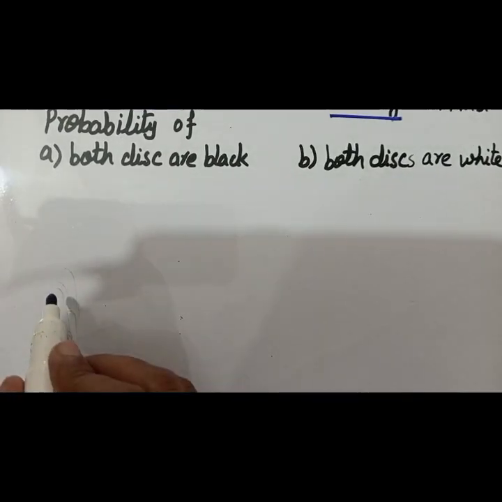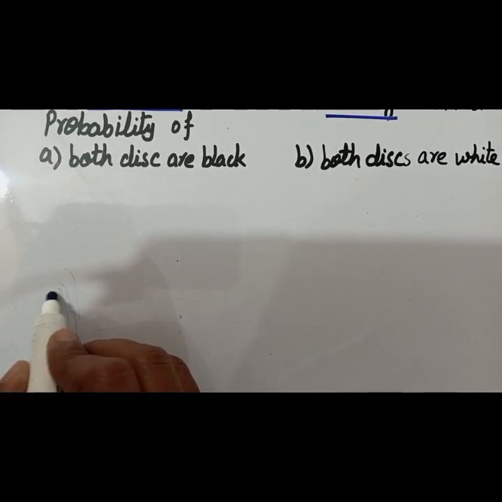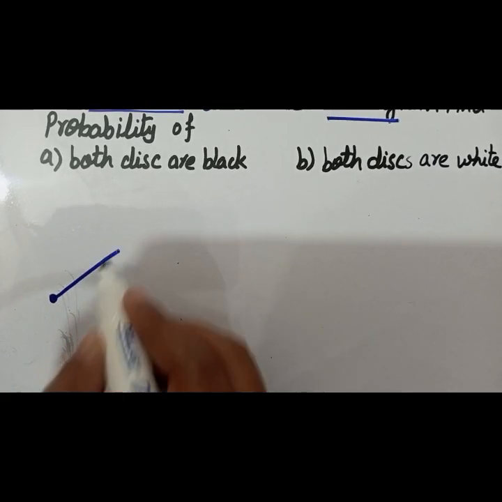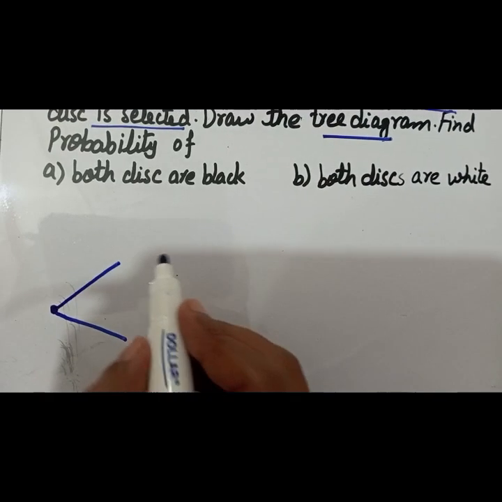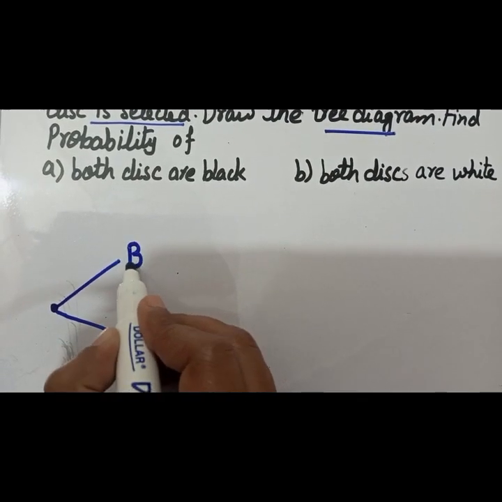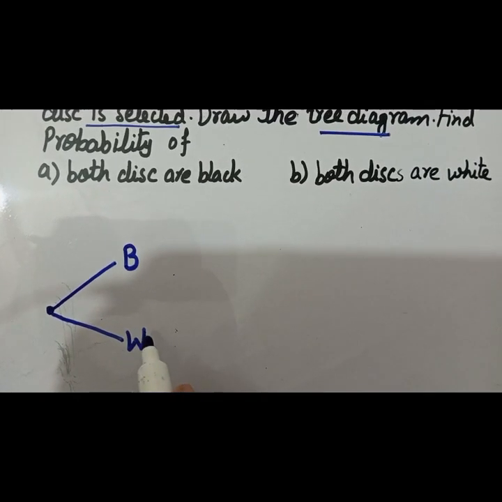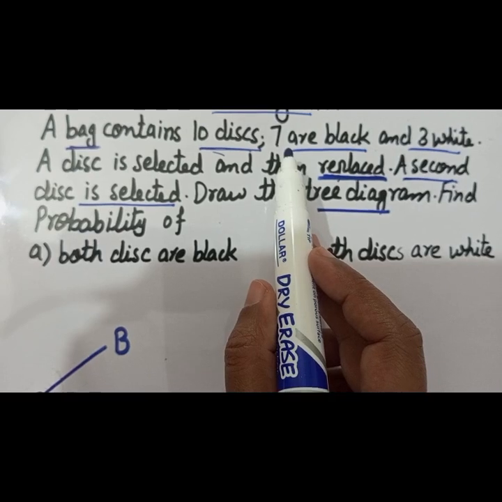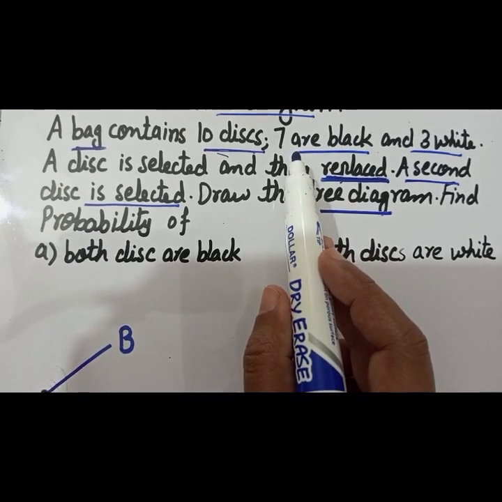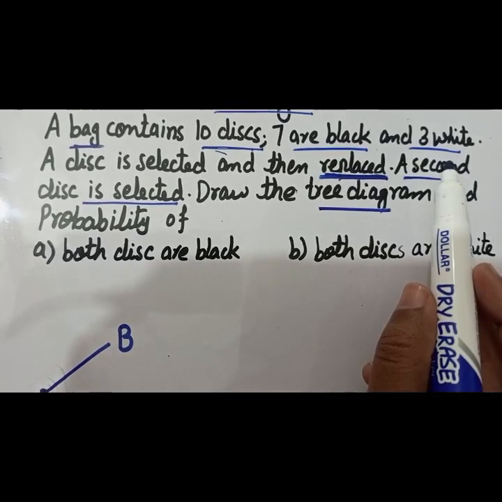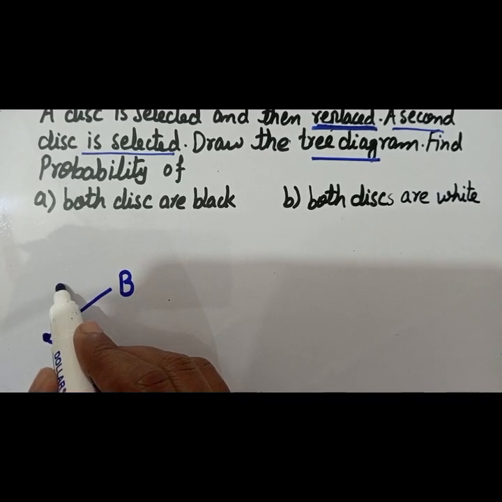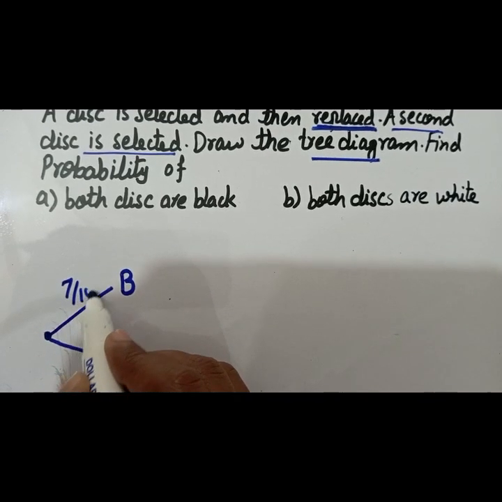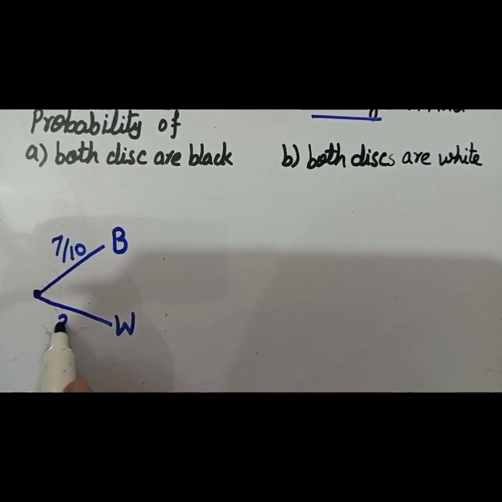Let's move toward the tree diagram for these 10 discs. As we know that the total number of discs is 10, the category of disc is basically black and white. How many black discs are there? 7 black and 3 white. It means the probability of black will be 7 by 10, whereas the probability of white will be 3 by 10. So right here the probability is 7 by 10 for black, and for white, 3 by 10.